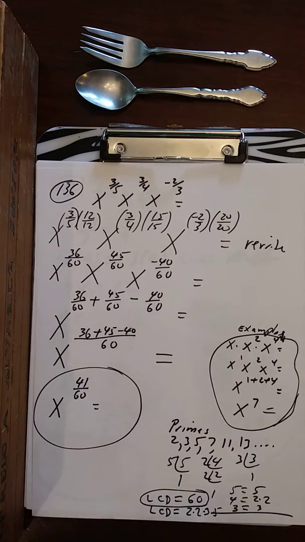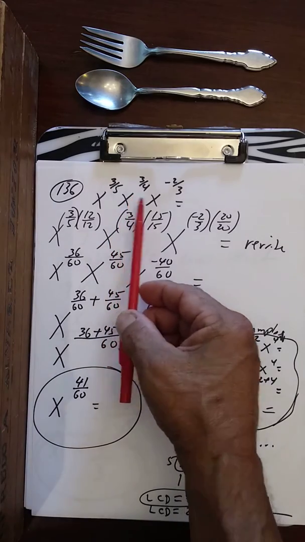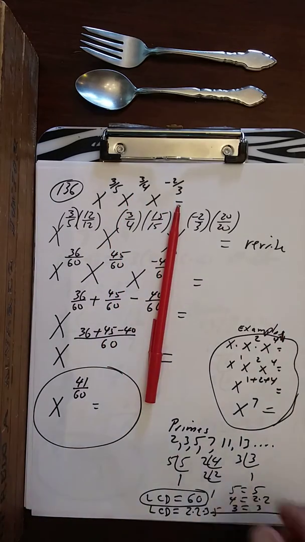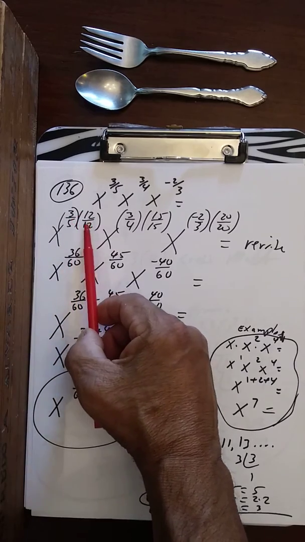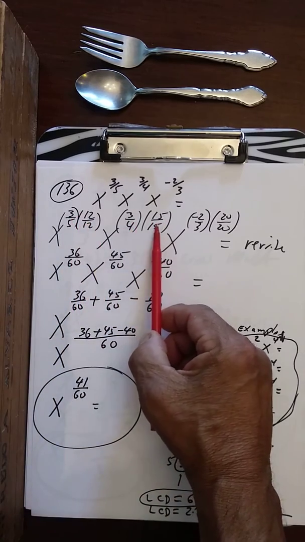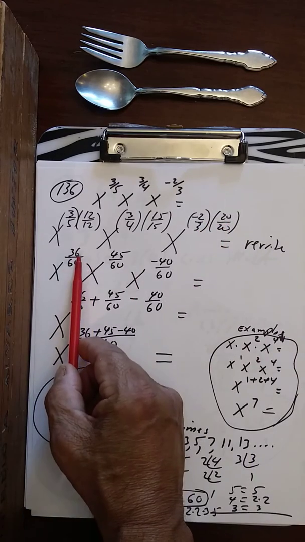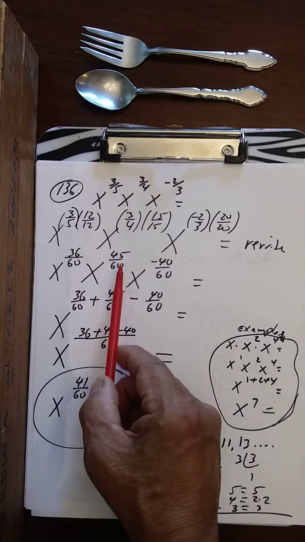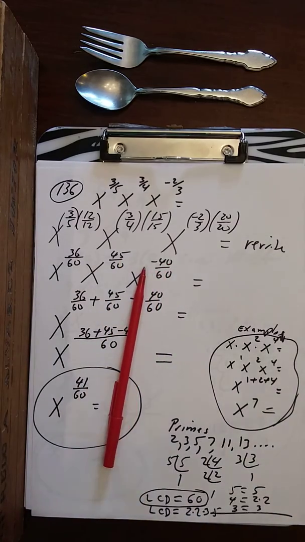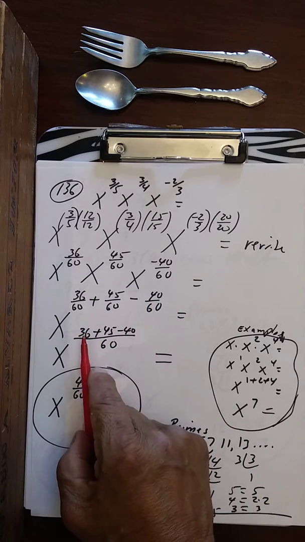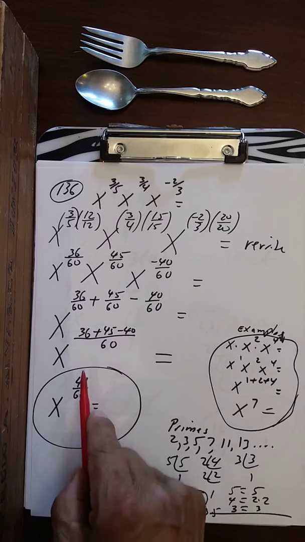Now the next one, we're going to add the exponents. So we have x to the 3/5, x to the 3/4, and x to the negative 2/3. So multiply the powers. 3 over 5 times 12 over 12, 3 over 4 times 15 over 15, negative 2 over 3 times 20 over 20. So now we have 36 over 60, 45 over 60, negative 40 over 60. So add the numbers. 36 plus 45 minus 40, with 60 on the bottom. Put all this together, you get 41 over 60.